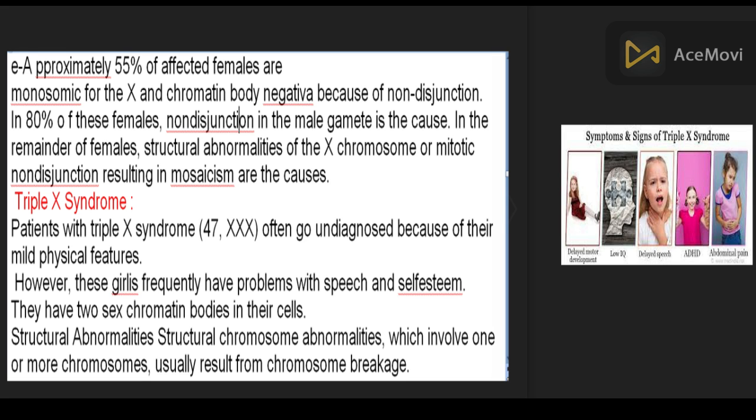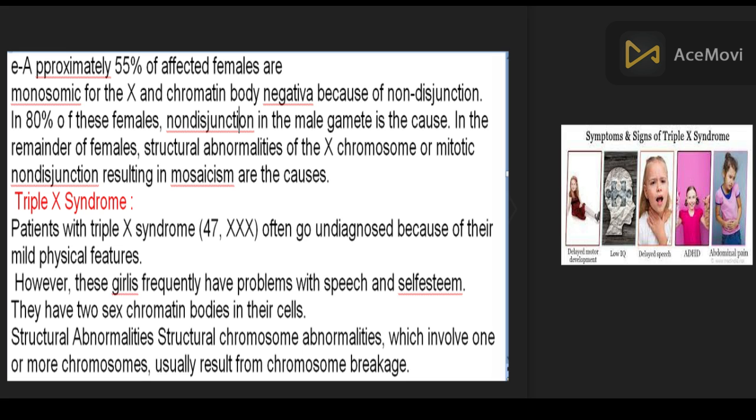Triple X syndrome. Patients with triple X syndrome, 47, XXX, often go undiagnosed because of their mild physical features. However, these girls frequently have problems with speech and self-esteem. They have 2 sex chromatin bodies in their cells.